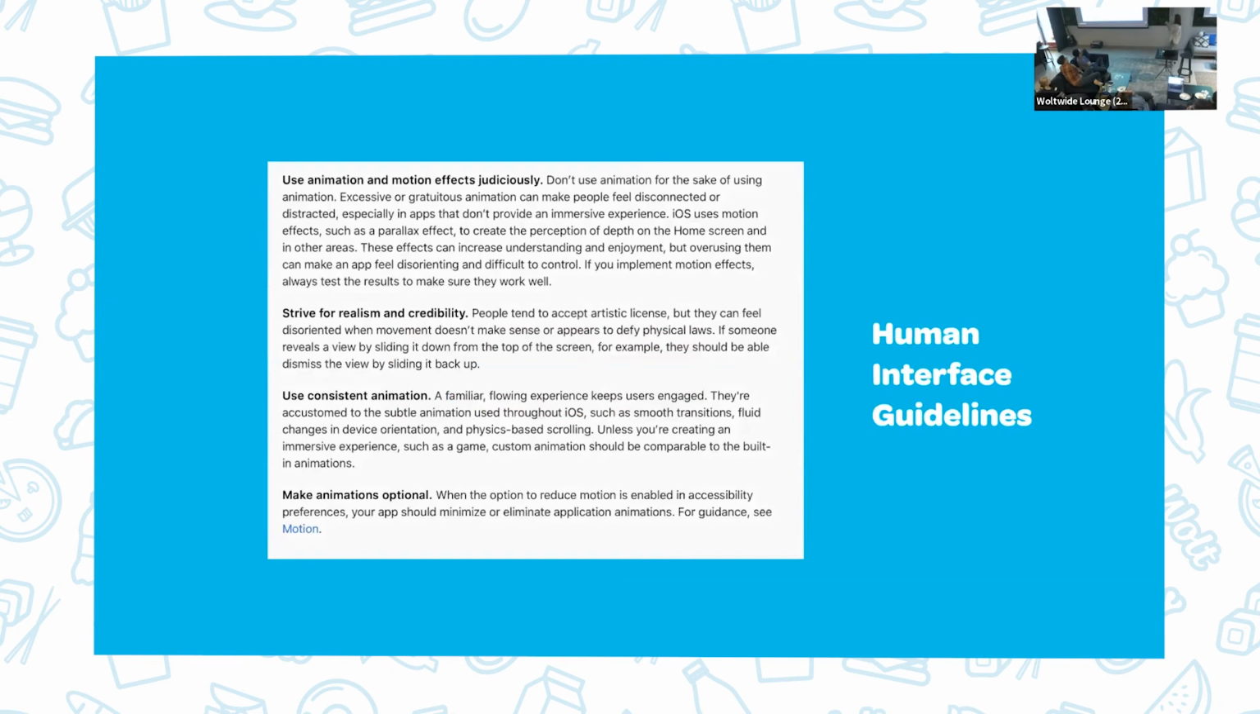Okay, so we have the Apple Human Interface Guidelines. It exists. They have a motion section there, but come on, guys, "use animation and motion effects judiciously." What does it mean? They have it in a very high-level way, like, don't overuse animation. What is overusing animation? I have no idea. They don't have any examples, nothing.